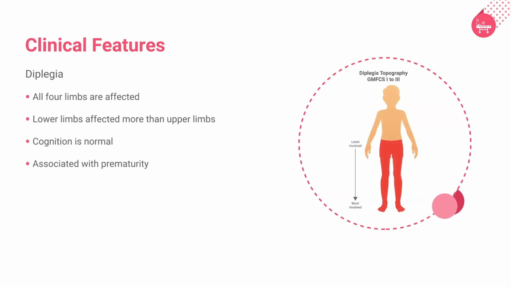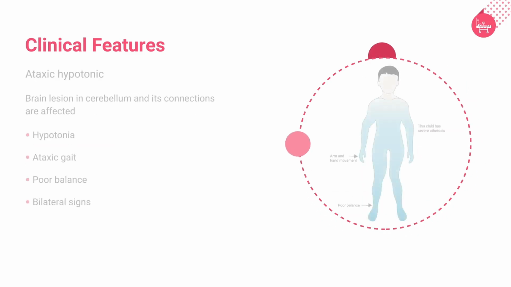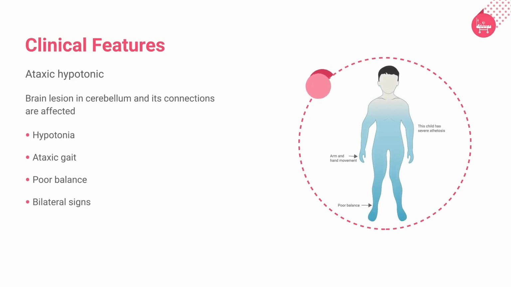Diplegia is a more common presentation, occurring in up to 50% of cases. Lower limbs are affected more than upper limbs. Cognition is normal. This condition is most commonly seen in premature children. In children with ataxic hypotonic CP, the cerebellum and its connections are affected. Both ataxic gait and poor muscle tone are observed. There are bilateral signs. Balancing is very poor.